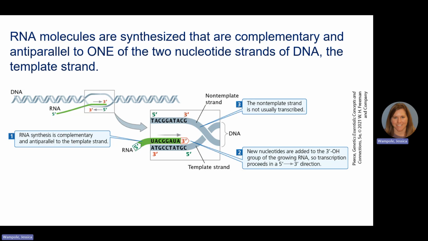So the general idea here is that we are going to use one of our strands. Just like DNA replication, we are going to open up our double helix, and then we are going to start copying only one of our strands. Remember, in DNA replication, we opened up the helix and then we were copying both strands. For transcription, we're just going to copy the one strand using that template.